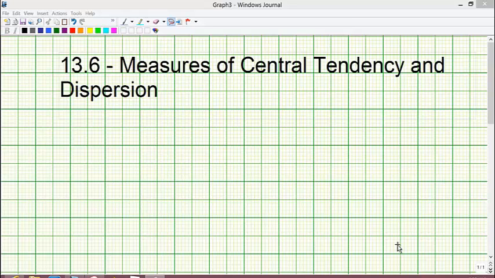Okay, we're going to be looking today at section 13.6, using measures of central tendency and dispersion. Now, these are terms you may well not be familiar with, though you certainly have encountered the concepts of central tendency. And what do we mean by that? Well, the measures of central tendency are what we have always referred to in the past as some form of average. So let's make that note.